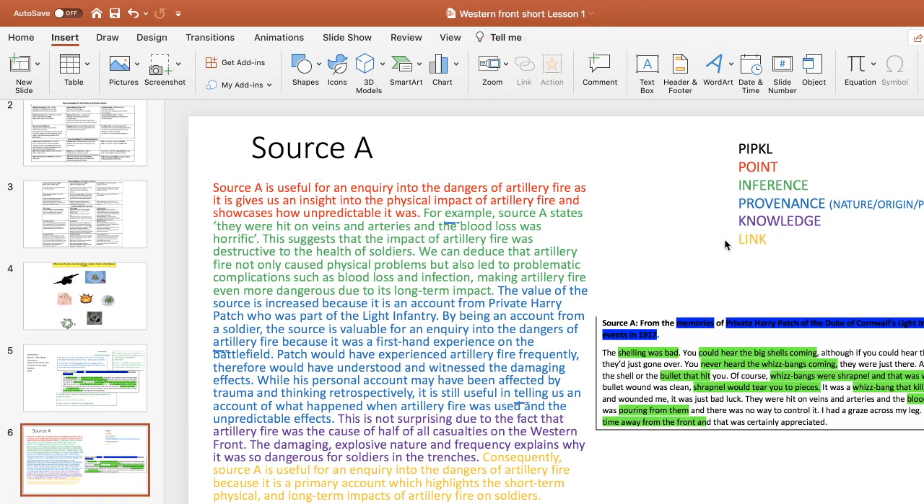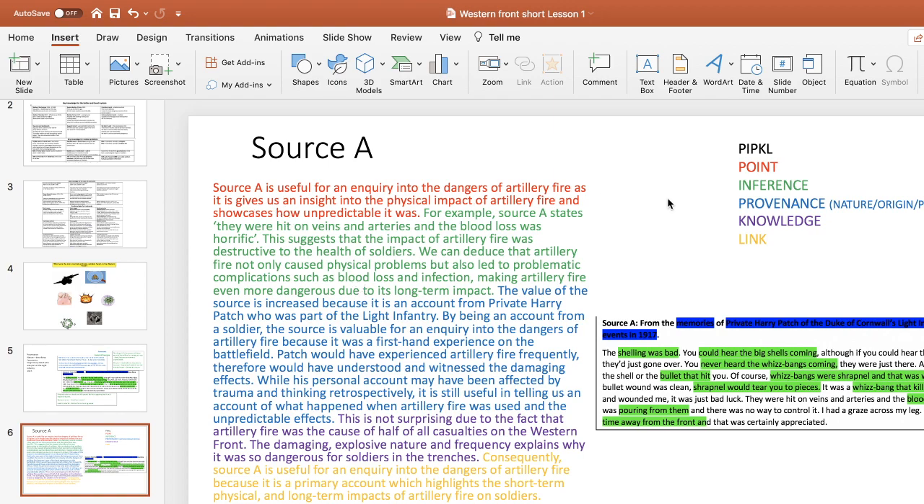You should be able to notice that the biggest parts of the PIPCAL paragraph are these two here. They're the biggest sections, and you need to make sure that in your PIPCAL paragraph, you're talking about the content of the source, so what you're learning and quoting the source, and how the provenance makes it more useful. Remember, our entire question is how useful is source A and C for an inquiry into the dangers of artillery fire. So in this case, it's how useful is source A.